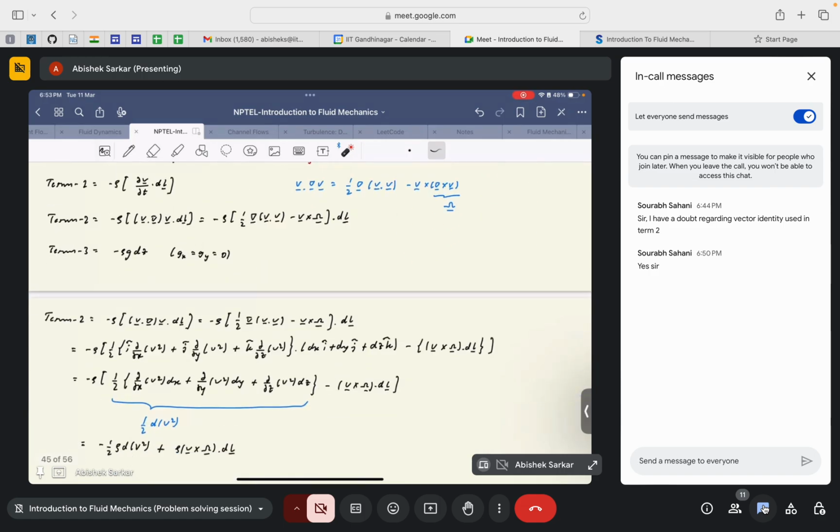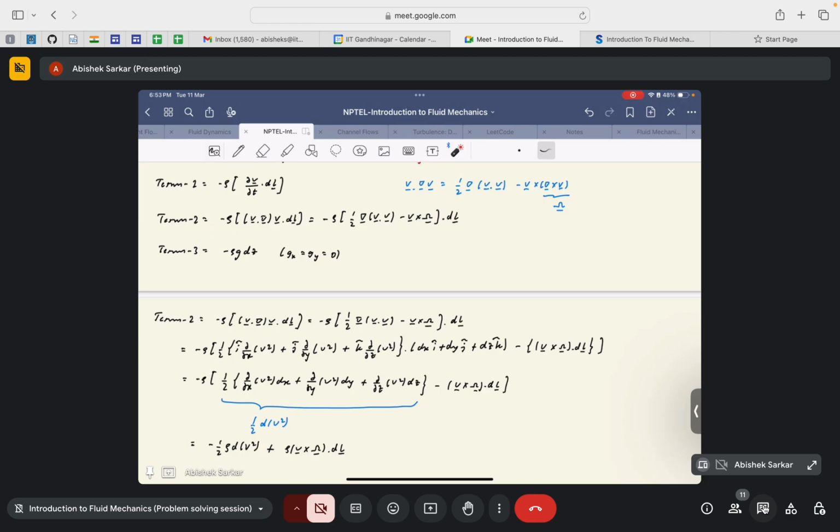Then we can simplify this term a bit more to get a much more relevant term, one that we are quite familiar with. Basically we are trying to obtain Bernoulli's equation, so we need a term that we are quite familiar with.